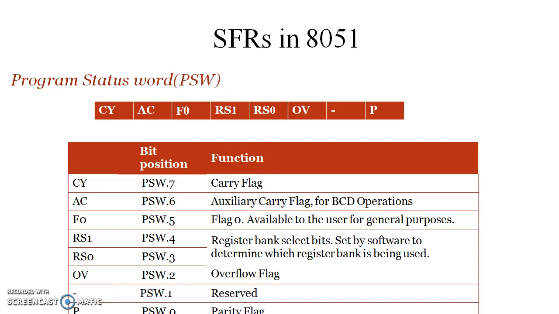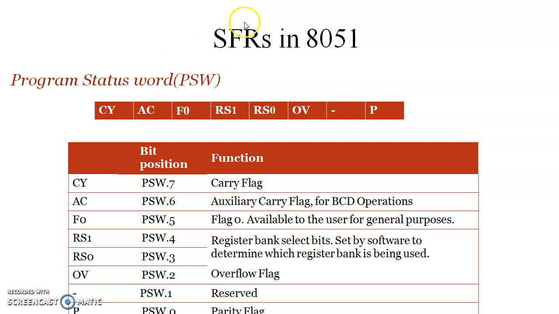This is the standard 8-bit format of the program status word. This is the carry flag, auxiliary carry, this is user defined, RS1 and RS0, overflow, the reserved bit, and P is for parity. Now the first is the carry flag. After an arithmetic operation, if there is a carry, this flag will automatically be set. Auxiliary carry flag: whenever you get a carry from the lower nibble to the upper nibble, the auxiliary carry flag will be set.